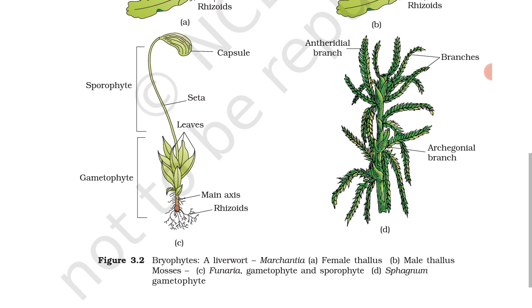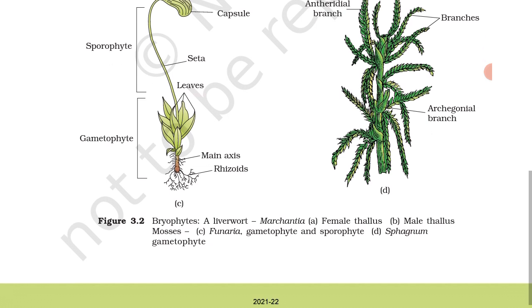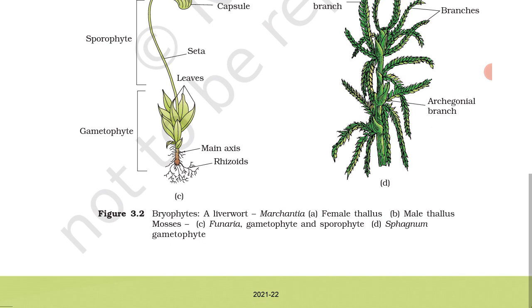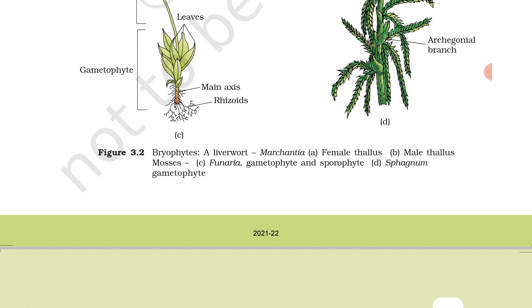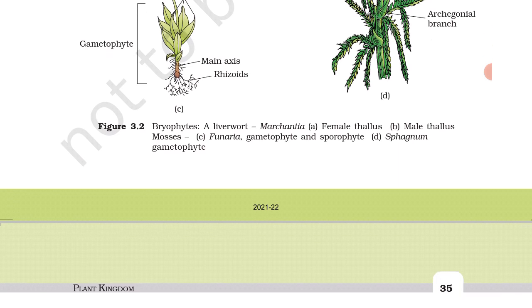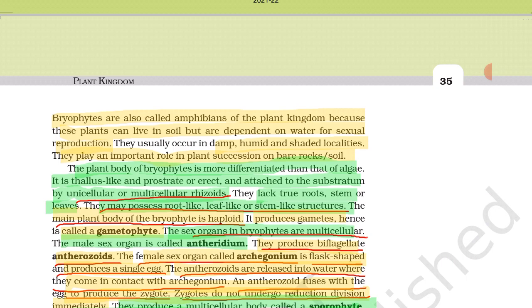Then see diagram D. In that, the archegonial branch is shown, and the antheridial branch is shown. Archegonial means what? Female branch. And antheridial means male branch. Okay, so these are the examples of bryophytes, liverworts and mosses. In liverwort the example was Marchantia, and in mosses the example was Funaria.